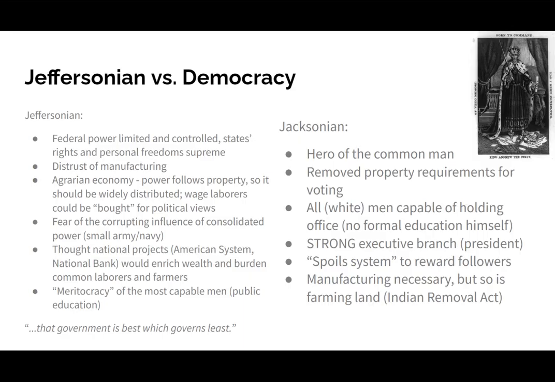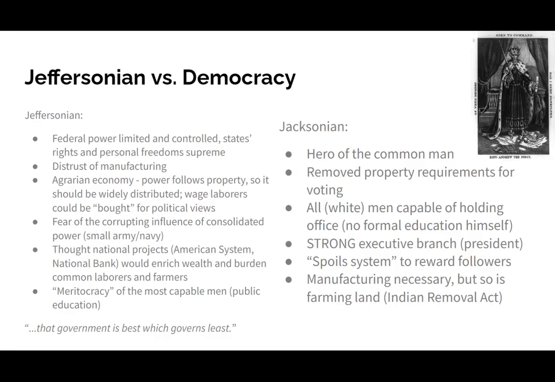So he argued that all men, and I should again clarify, all white men, because this is not yet a point at which we are expanding democracy to people of color or to women, but he believed that all white men were capable of holding office, regardless of whether they had property, regardless of whether or not they had formal education. So this is different from Jefferson. He believed that you didn't have to have an education to hold office and be a leader, as he himself did not.